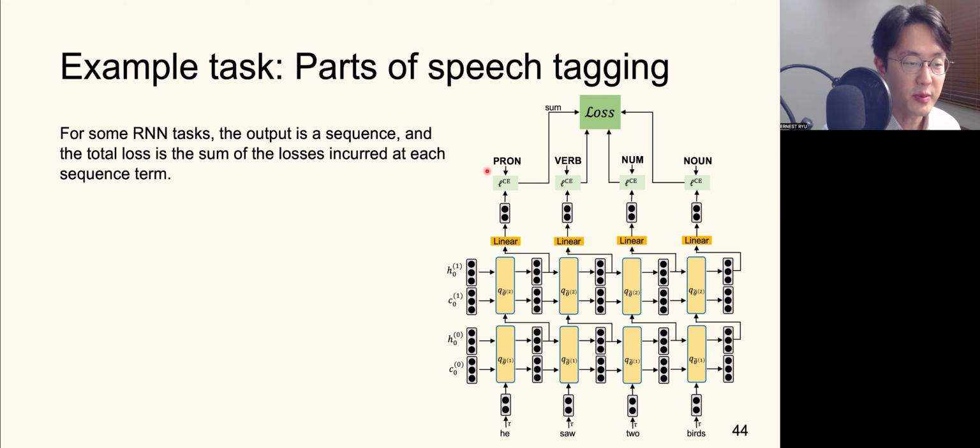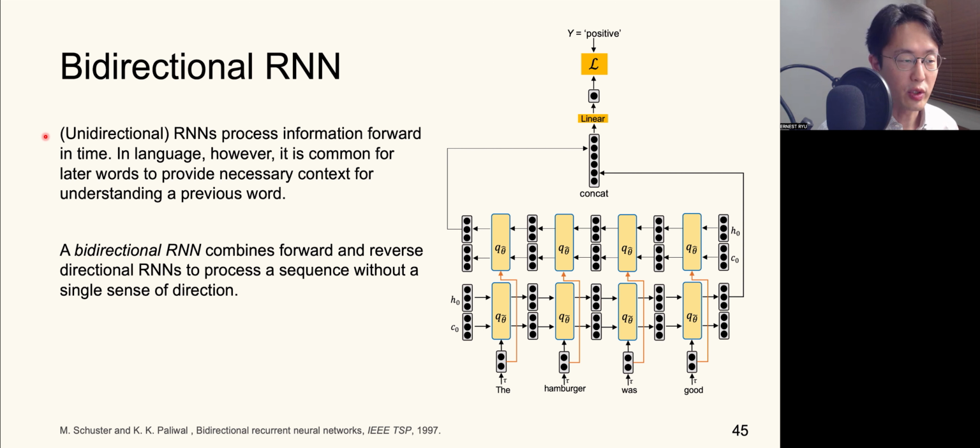And the goal of parts of speech tagging is to train an RNN such that at every sequence position, we provide an output making a prediction of what kind of part of speech each word corresponds to. So in this task, the RNN provides an output at every sequence position, and the output at every sequence position incurs a loss based on its accuracy. So the final scalar training loss should be constructed as the sum of all the individual losses incurred at each sequence position.